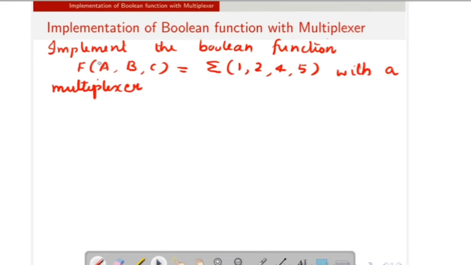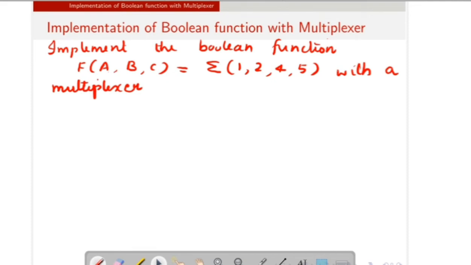Our first question is to implement the Boolean function F of ABC equal to sigma 1, 2, 4, 5 with a multiplexer. Here there are 3 input variables. Of the 3 input variables we select two as the selection lines. If there are 2 selection lines for the multiplexer, then it is a 4 by 1 multiplexer. So we can implement this Boolean function using a 4 by 1 multiplexer.